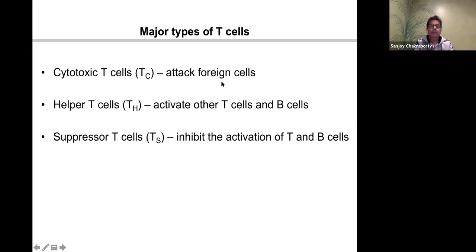Same thing here. Some T cells are called cytotoxic T cells. That means they're toxic to the other cells. We call them TC cells.